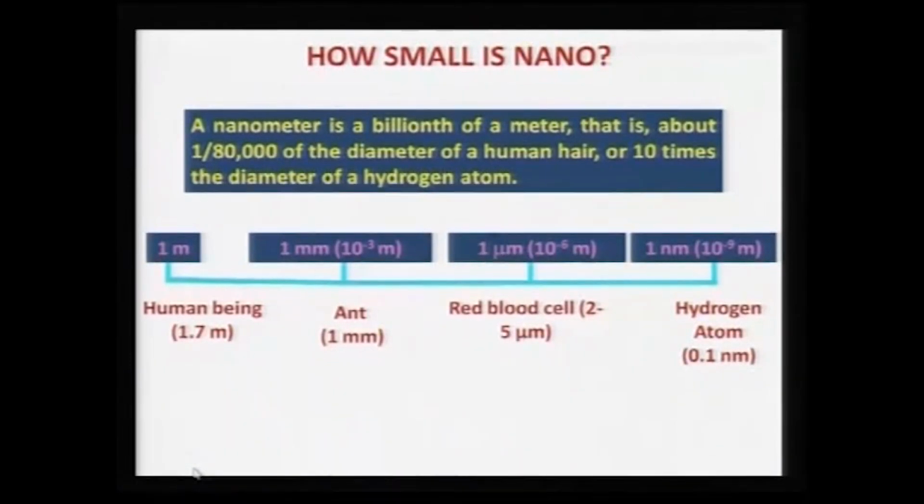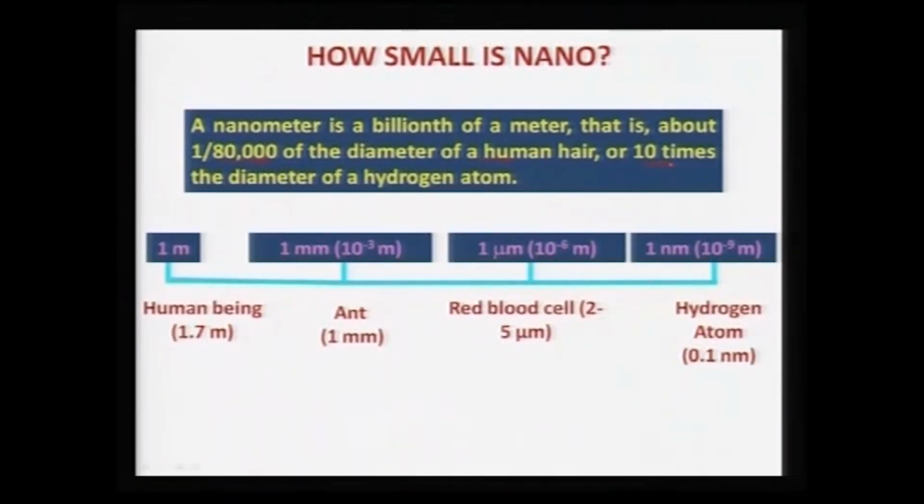And again coming back to how small is nano, nano is nothing but any entity which is less than around 100 nanometers, and to visualize it physically, a nanometer is a billionth of a meter, but it is about 1/80,000th of the diameter of a human hair. Human hair is approximately 100 to 150 micrometers in diameter, or this nanometer is approximately 10 times the diameter of a hydrogen atom.